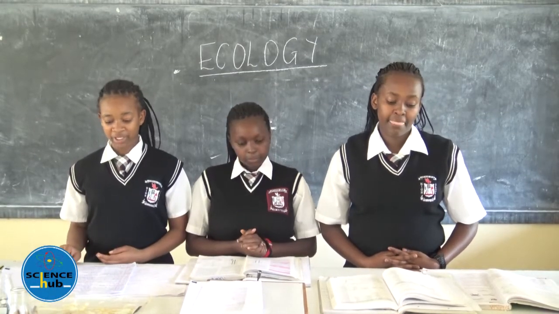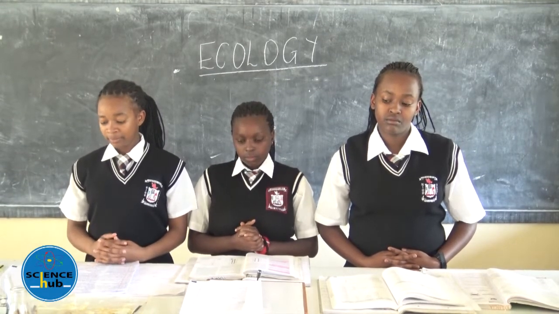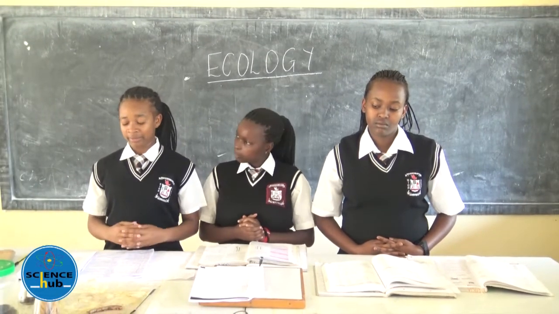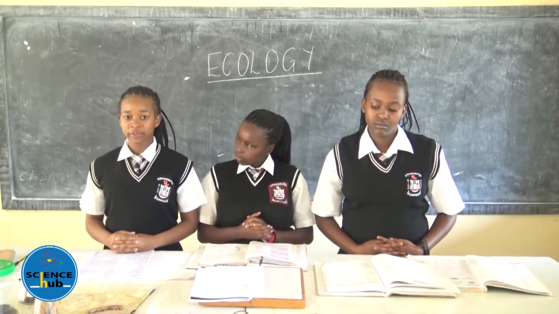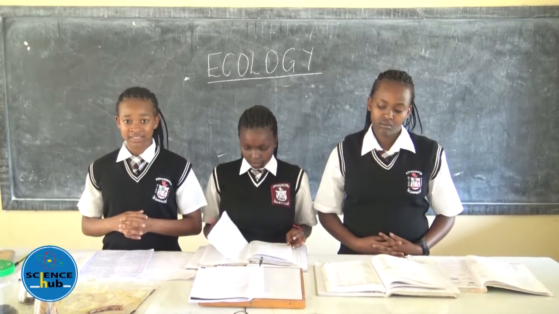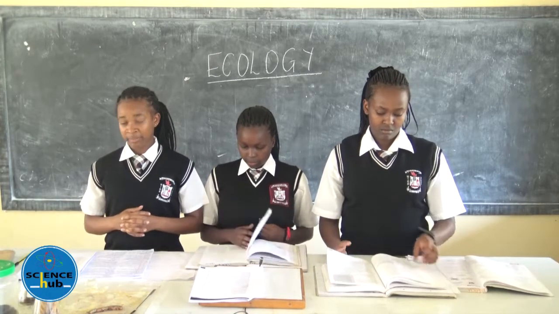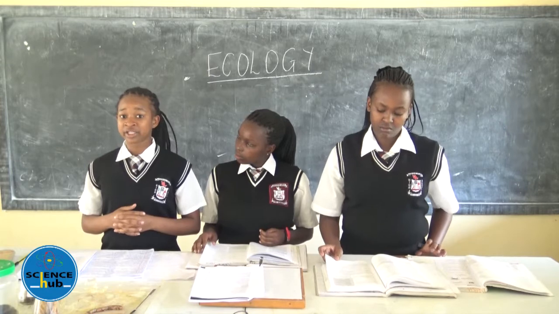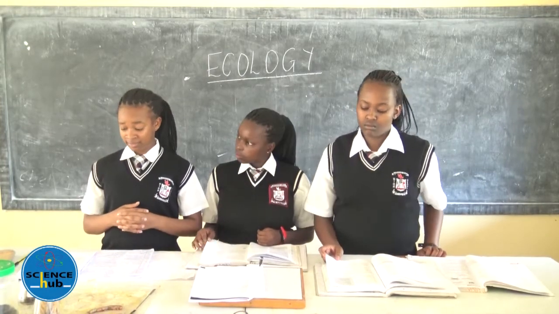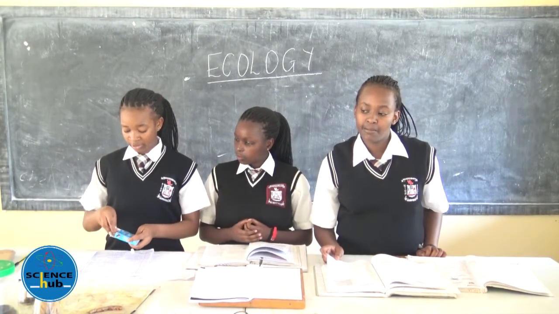We have population. Population is the number of living organisms that occupy a certain place. We have different ways in which we can estimate the population size of living organisms in a specific biosphere. Depending on the size and the nature of the species, we have different population estimation methods. I'm going to give you the example.